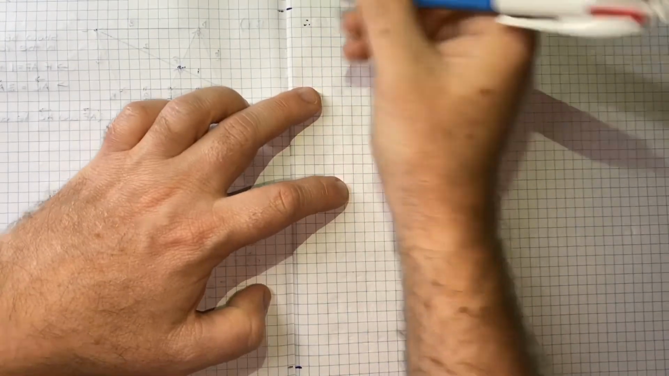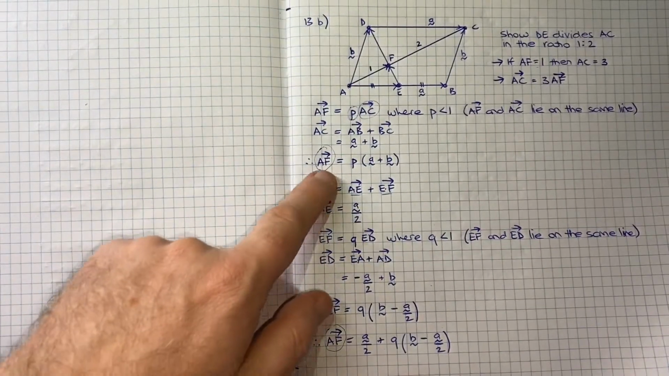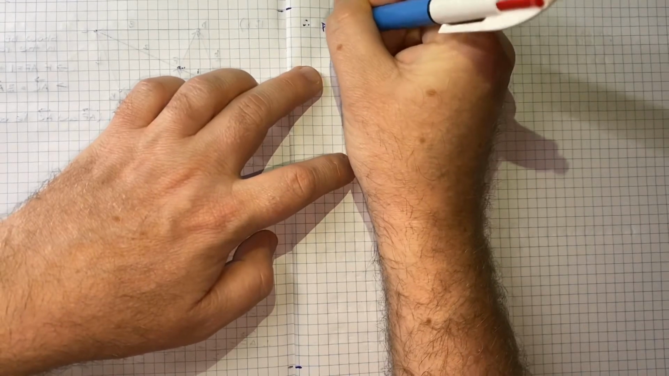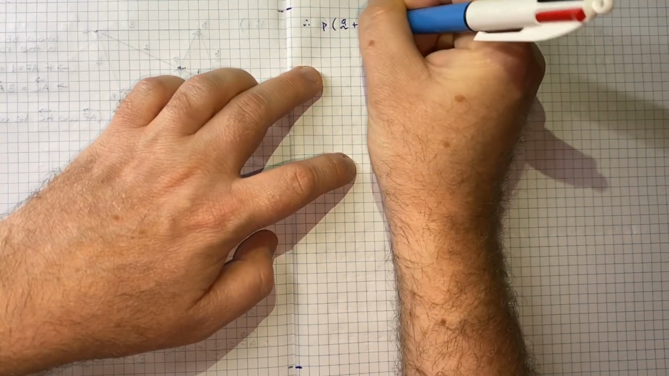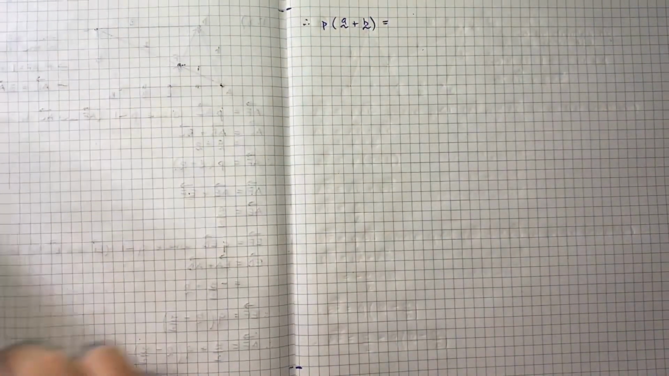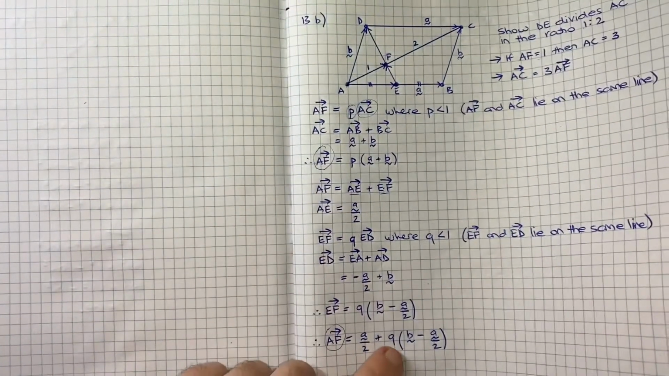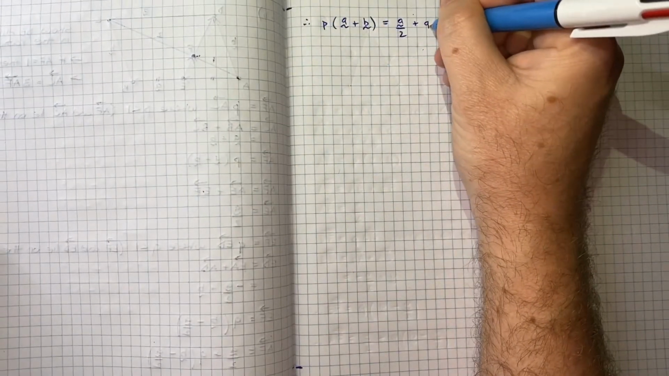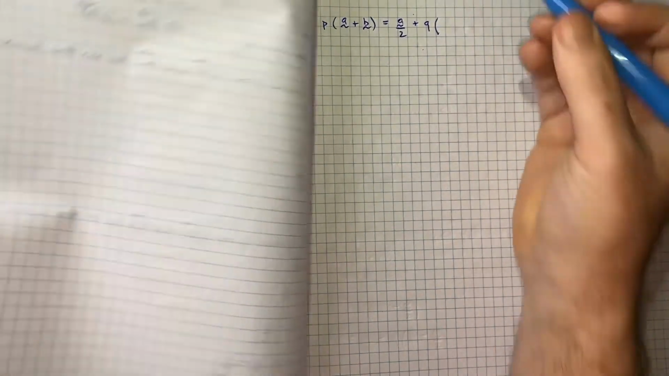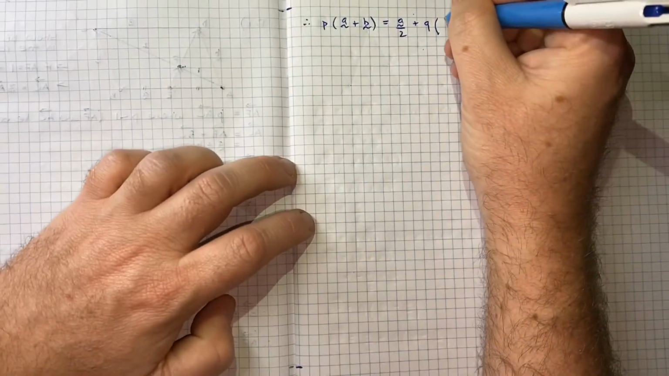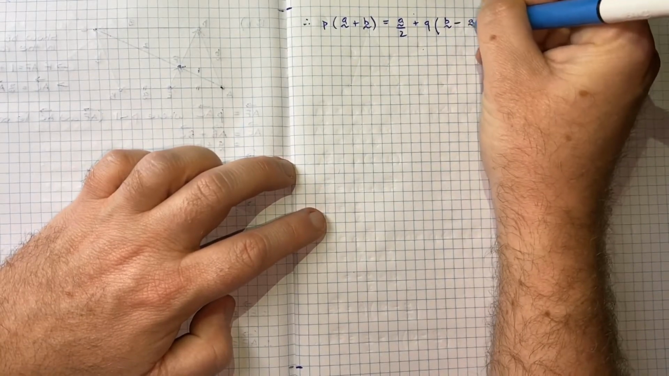So we can say, therefore, let's take our first AF vector, P times A vector plus B vector. P times A vector plus B vector is going to be equal to A vector on 2 plus Q times B vector minus A vector on 2.